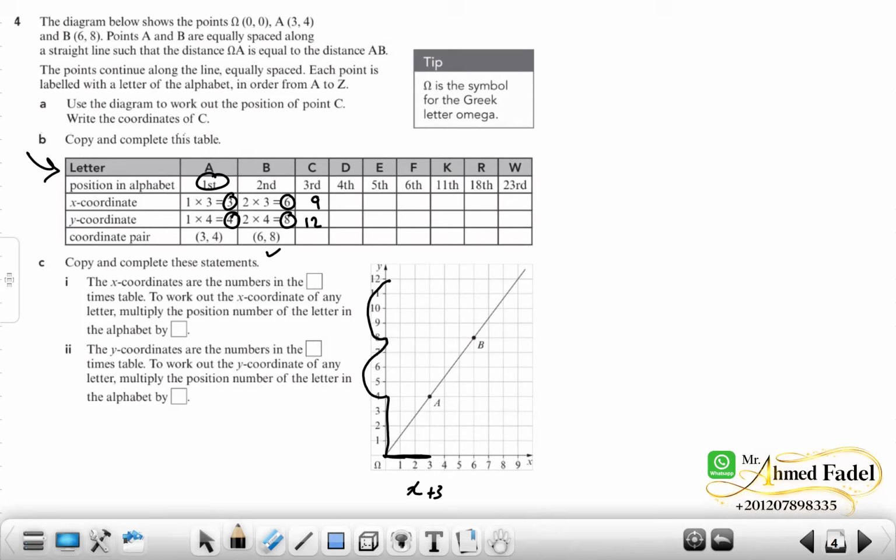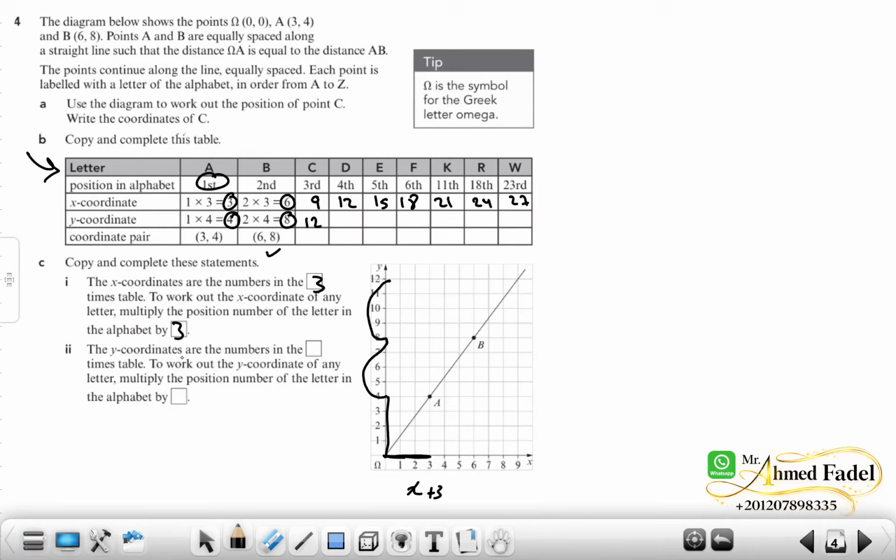This is actually the next question: the x-coordinates are the numbers in which times table? It is the 3 times table. Look: 3, 6, 9. The next ones are 12, 15, 18, 21, 24, 27. And for the y-coordinate, you multiply the position number of the letter in the alphabet by 3. That's for the x-axis.